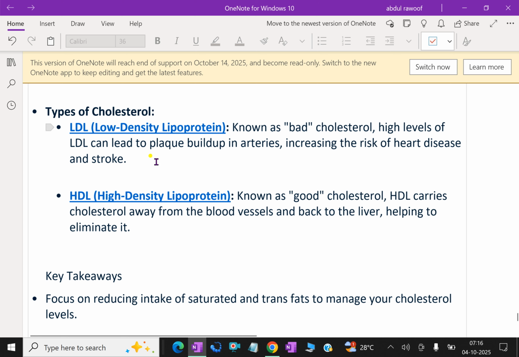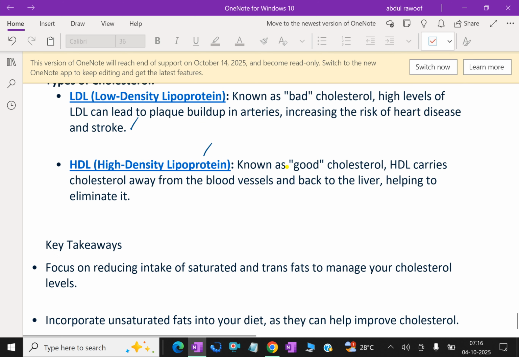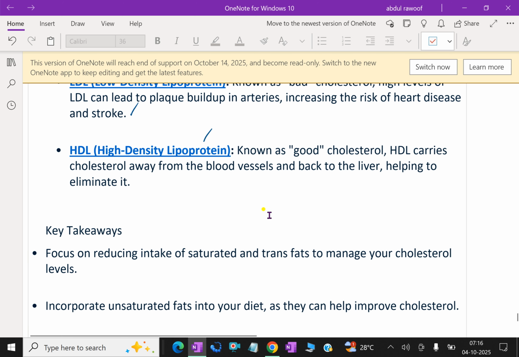High levels of LDL can lead to plaque buildup in arteries, increasing the risk of heart diseases and stroke. HDL, high density lipoprotein, known as good cholesterol. HDL carries cholesterol away from the blood vessels and back to the liver, helping to eliminate it.